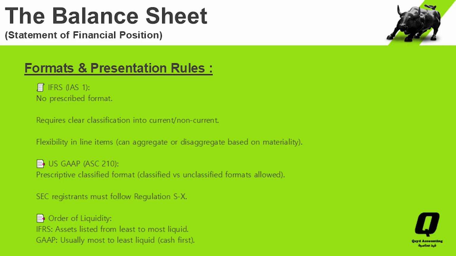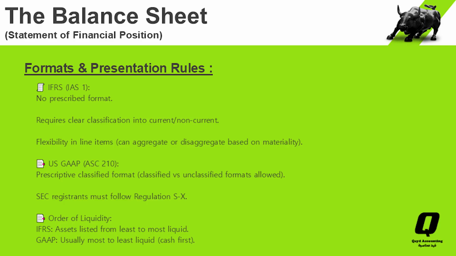Formats and presentation rules. IAS 1: no prescribed format. Requires clear classification into current, non-current. Flexibility in line items. Can aggregate or disaggregate based on materiality. US GAAP, ASC 210: prescriptive classified format. Classified versus unclassified formats allowed.